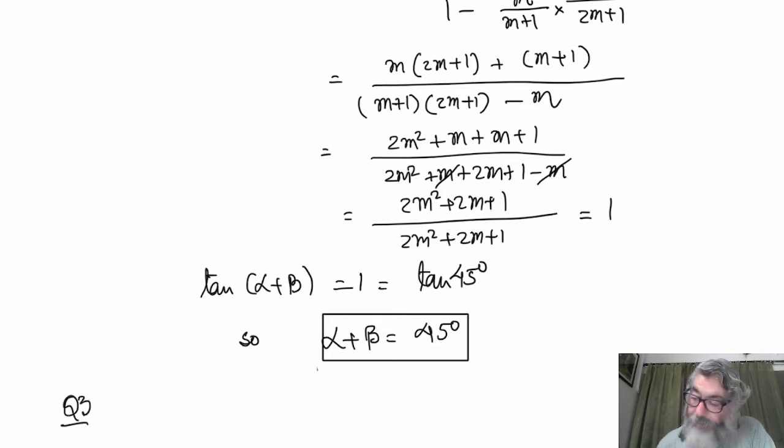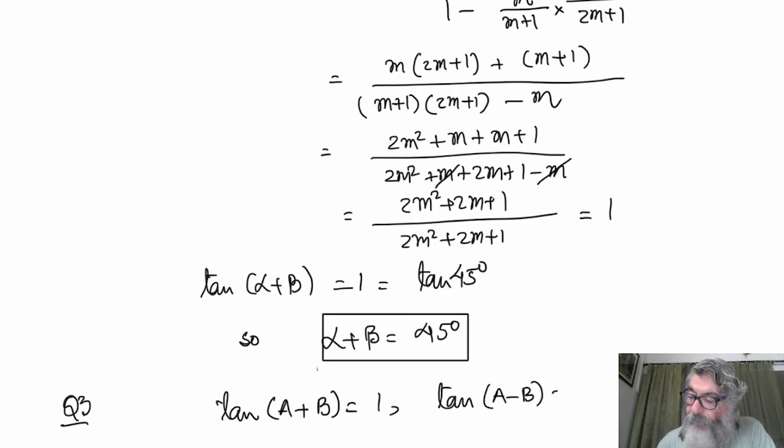He says tan a plus b is 1, tan a minus b is 1 upon 7. He wants to find the value of tan a and tan b. Find the value of tan a and tan b.